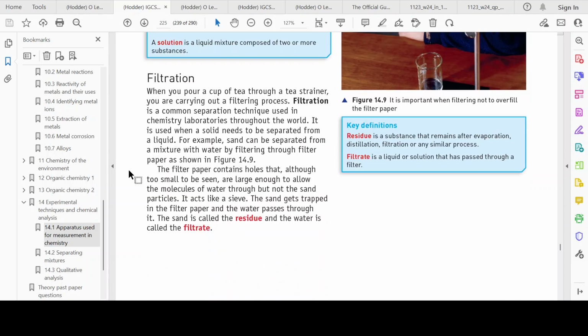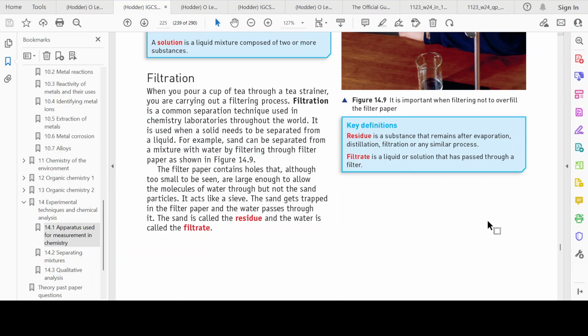And so when you want to separate a mixture of a solid and a liquid, the most common thing you can do is filtration. A very crude way of doing that is when we use a tea strainer to hold back the tea leaves and only get the tea extract. So that is in principle filtration. It's a common separation technique used in chemistry laboratories throughout the world. It is used when a solid needs to be separated from a liquid. For example, sand can be separated from a mixture of water by filtering it through a filter paper.